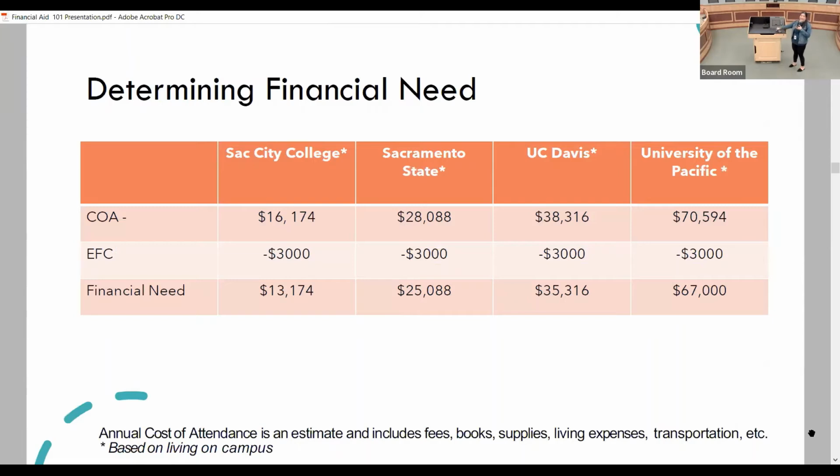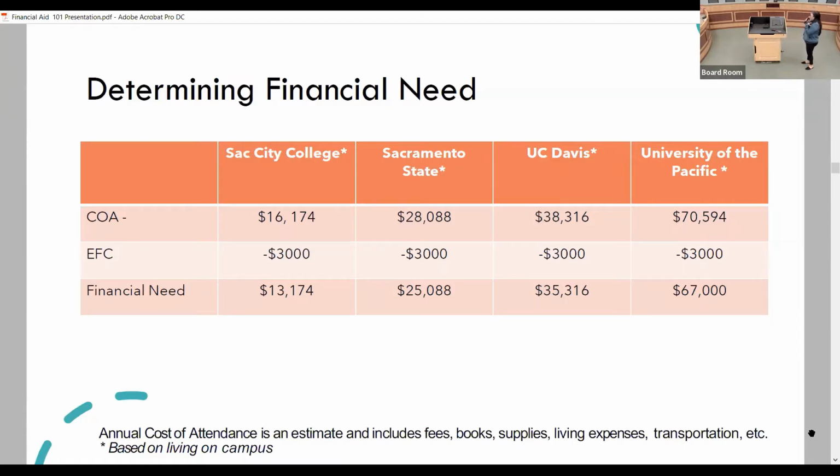So just to kind of hit home, you guys, if you look on the left-hand side is our mathematical equation, COA minus EFC equals financial need. And if you look at the very top numbers, those are the cost of attendance. So $16,000 for Sac City, $28,000 for Sac State, $38,000 for UC Davis, $70,000 for a private school like UOP in Stockton. Now let's say I did my FAFSA. Okay, my estimated family contribution came back to $3,000.